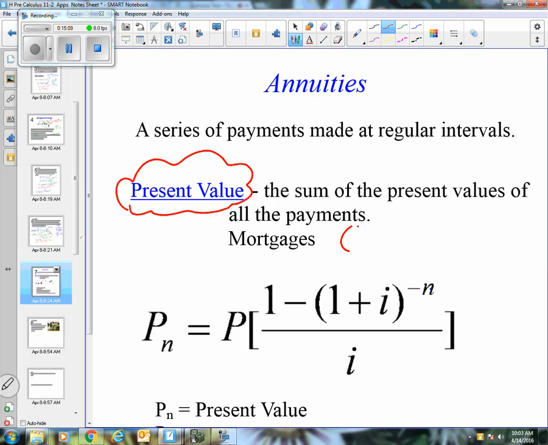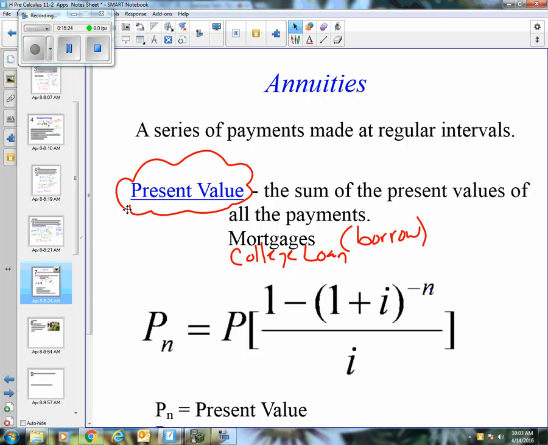So when you think of present value, think of it as a borrow situation. So you want to have the money now. In today's dollars, I need the money. So like a mortgage, a college loan, things like that. So if you're borrowing for college, say you need to borrow $100,000 for college and you need it now to pay your tuition, then you're going to have to pay it back in these regular payments. That's what we're talking about.